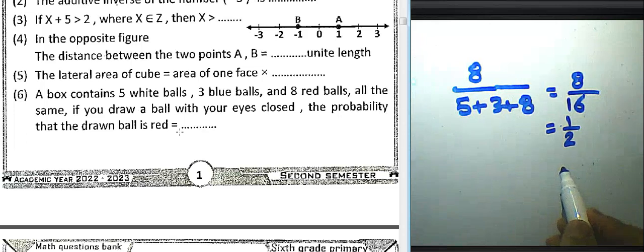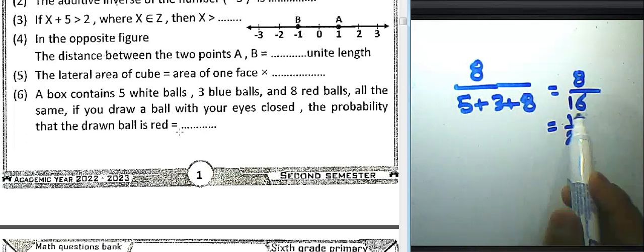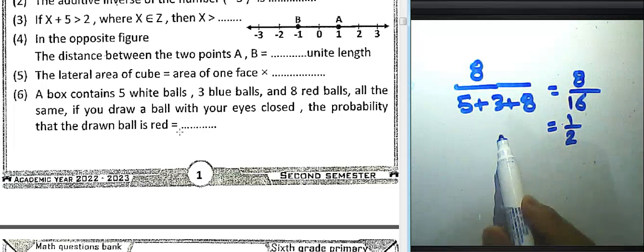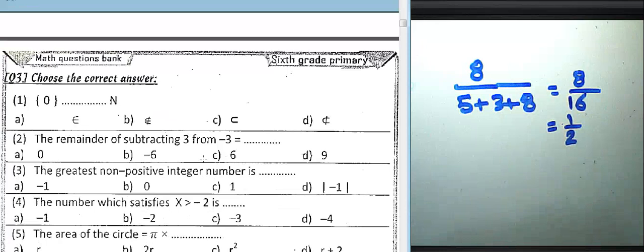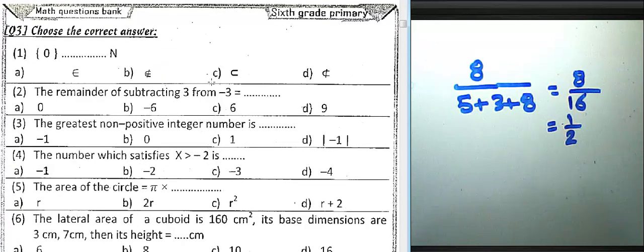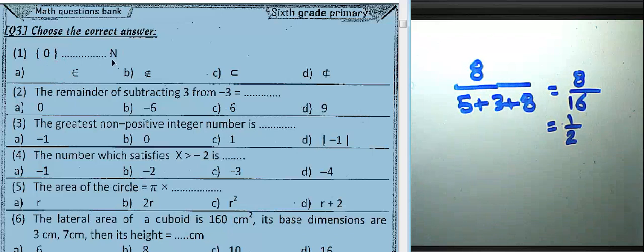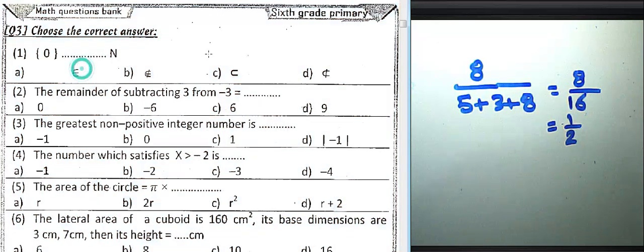Okay, understood? So the result will be what? Half, because we have 8 red and the total number is 16. 8 over 16 equals half. It's question number 6. Okay, next page, question 3. Choose the correct answer. The set of 0, is it a subset of the natural numbers? It's a subset.